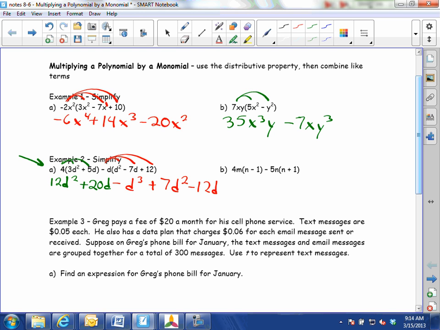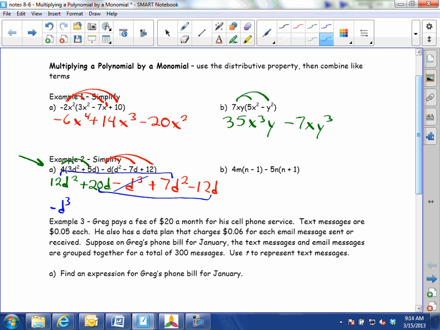Okay, so we are almost done. Now we just need to see if there are any like terms that we can put together. 20d and 12d squared and 7d squared. Good. Now remember that we usually want to put them so that we have the biggest exponent first, just because it makes things easier to check. So what are we going to write down first? Minus d cubed. Yep, minus d cubed.